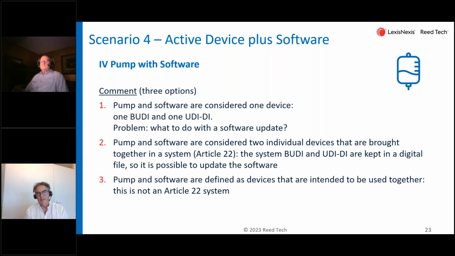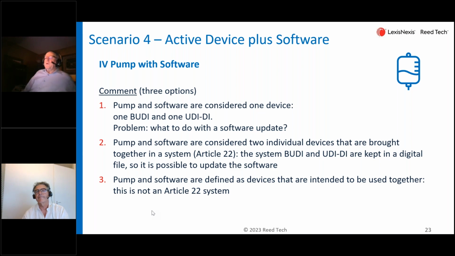There's a third alternative. You can define the pump and the software as devices that are intended to be used together. So this pump must use this software, and this software can only be used on that pump. That's not an Article 22 system. You can also update that. I think the authorities would prefer Article 22, because then it's easier for them to see that these products are used together. But legally, you can use both. And if you dive into the details of the requirements, there are some differences to go either way. But that's too detailed for this presentation.